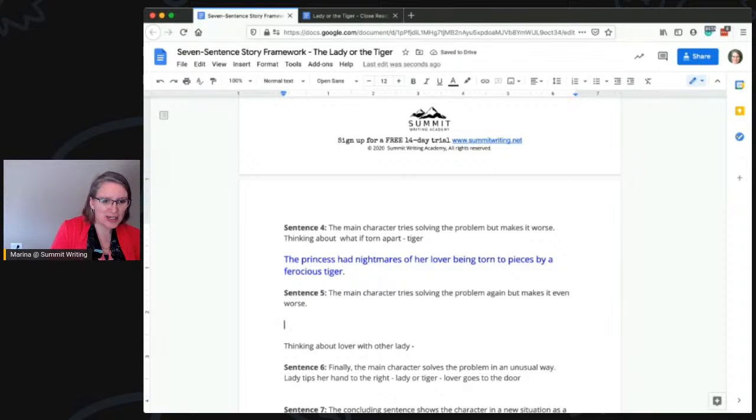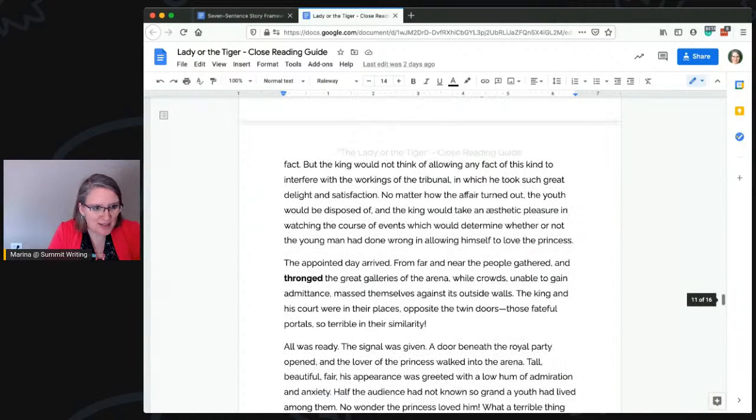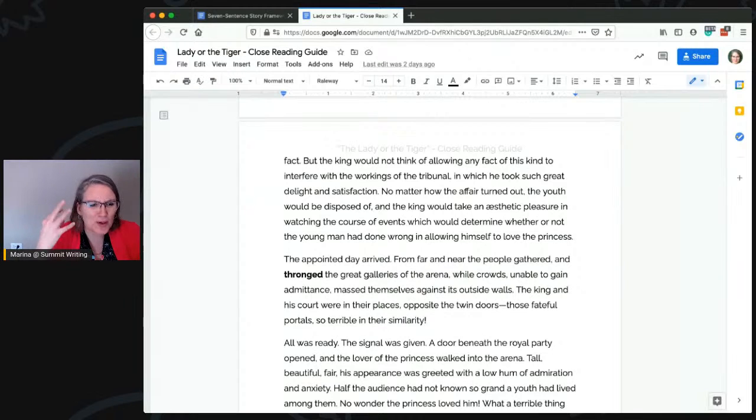Now, the main character tries to solve the problem again, but makes it worse. So I could say, but when she thinks about her lover in the arms of the other lady, she is, it said something about her being jealous. I'm going to go back to the story so I can get a feel for the emotion.